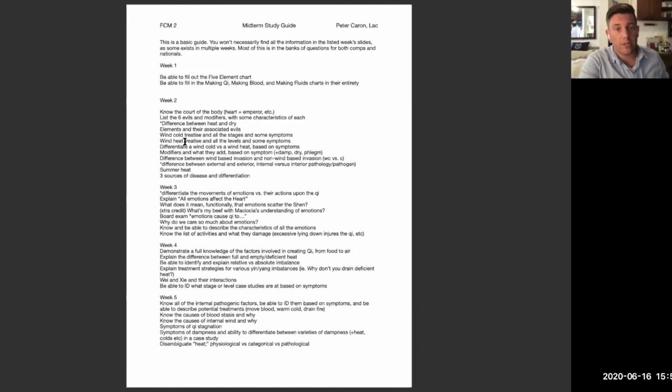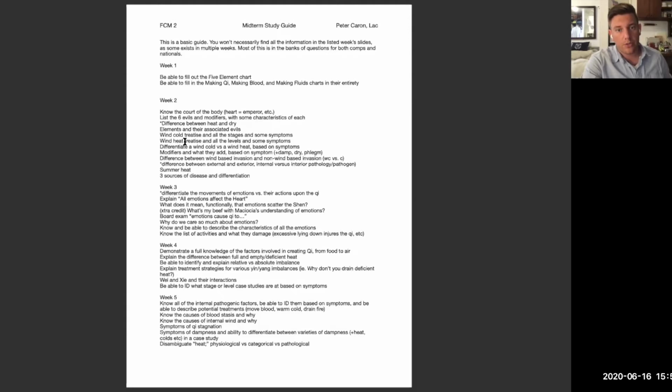I want you to be able to differentiate a wind cold versus a wind heat based on symptoms. So wind cold, in this case, you're not going to have sweating, and it's going to start with tightness in the back of the neck. Whereas wind heat starts with a tickle in the throat and comes with sweating.